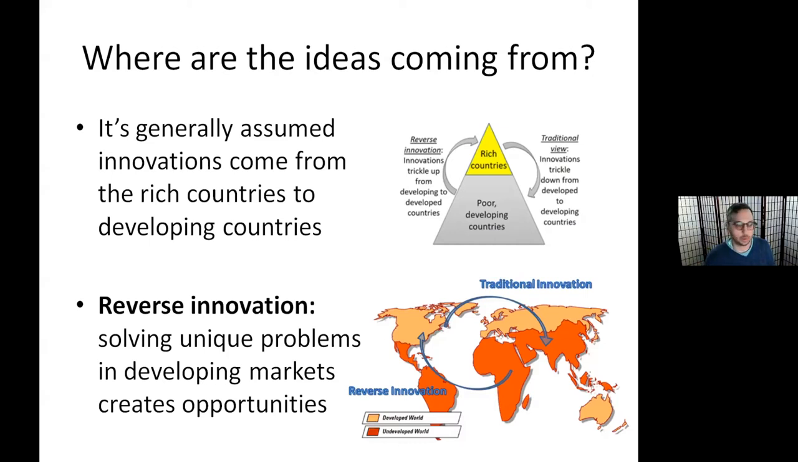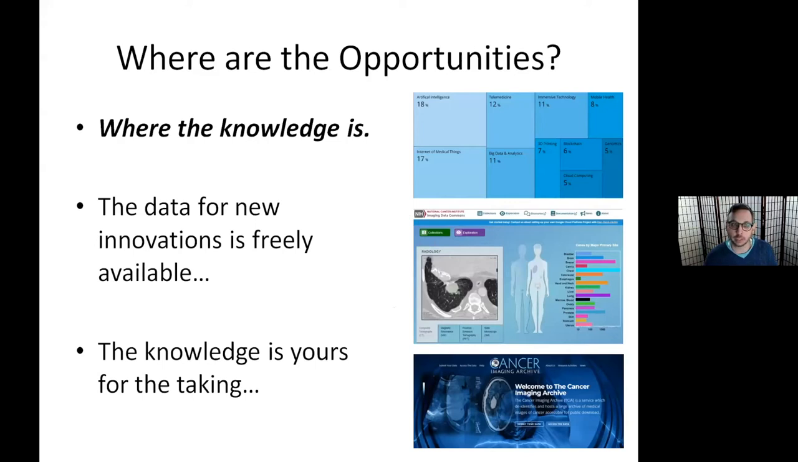So where are these opportunities? It's where the knowledge is at. The opportunities are where the knowledge is. And within the context of today's discussion, the medical imaging data is freely available for you to innovate.